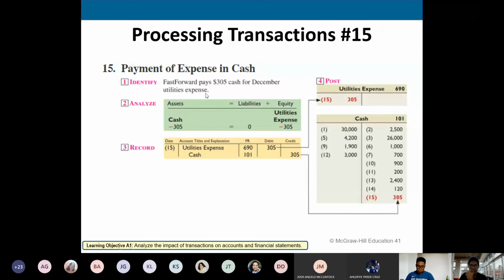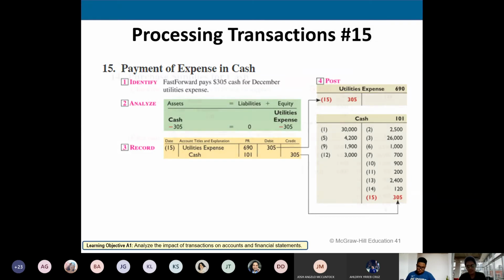So, pag nag-incur ka ng electricity, water, utilities ang category nun, ha? Ang classification natin. So, pag hindi pa bayad, anong entry natin? Debit utilities expense, credit utilities payable.